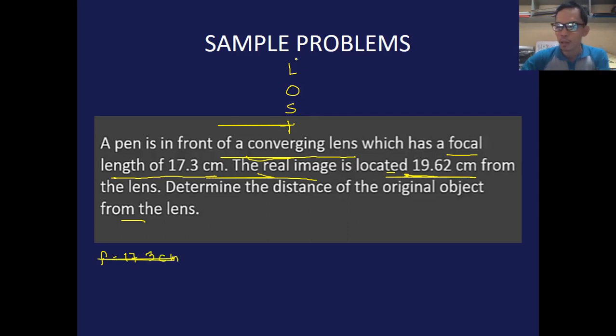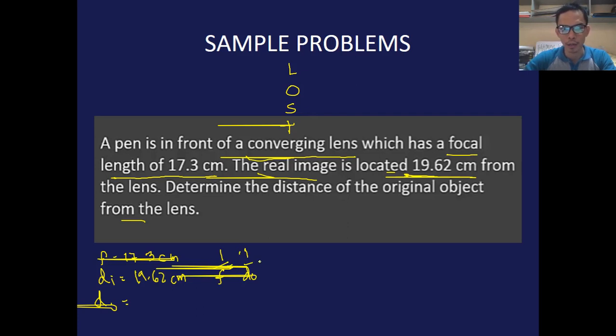Next one is the image distance. The image distance is real, meaning it is a positive value. So we have 19.62 cm. We are asked to find the distance of the object. Let's compute for it. Very easy problem. We are going to use 1 over f is equal to 1 over d sub o, then minus or plus 1 over d sub i.